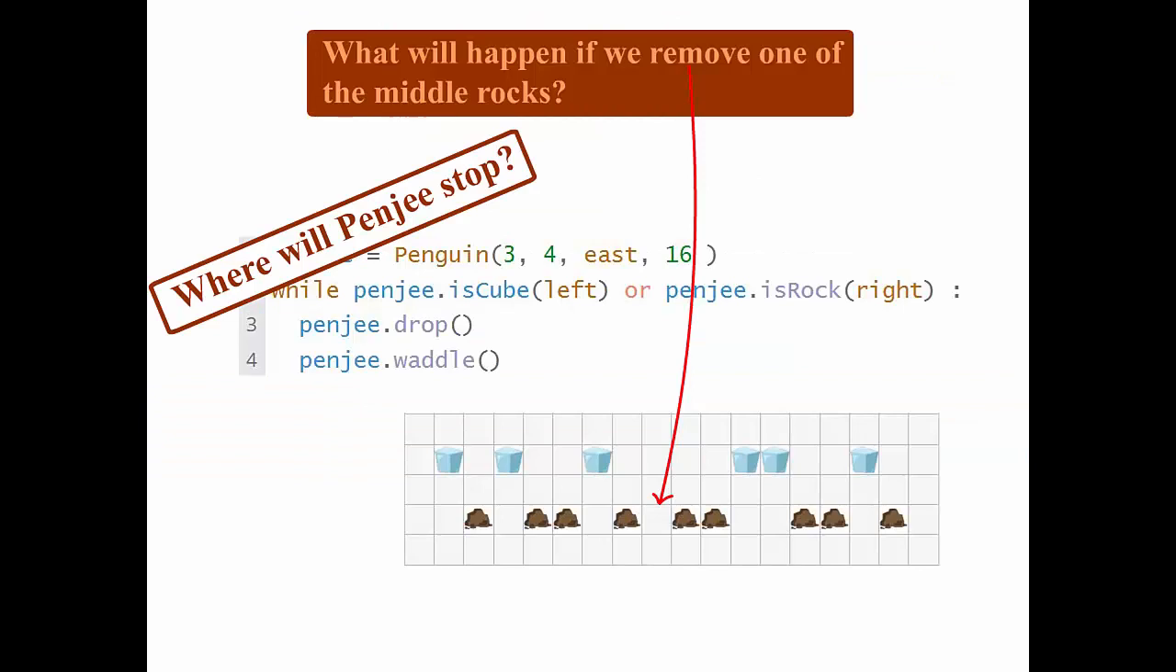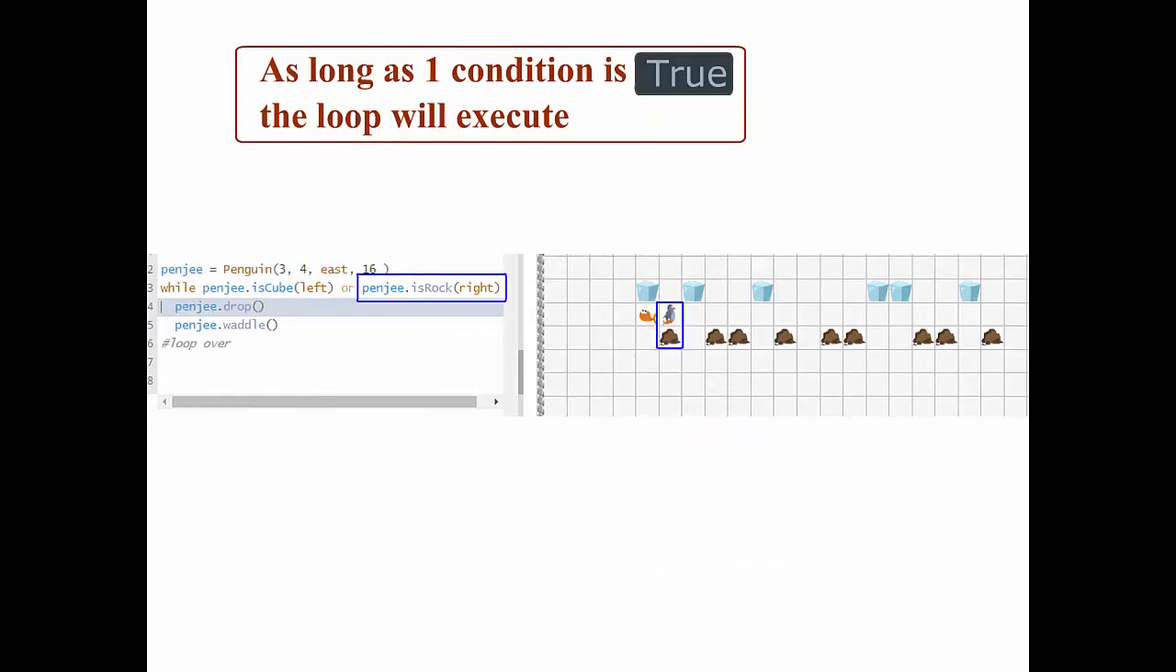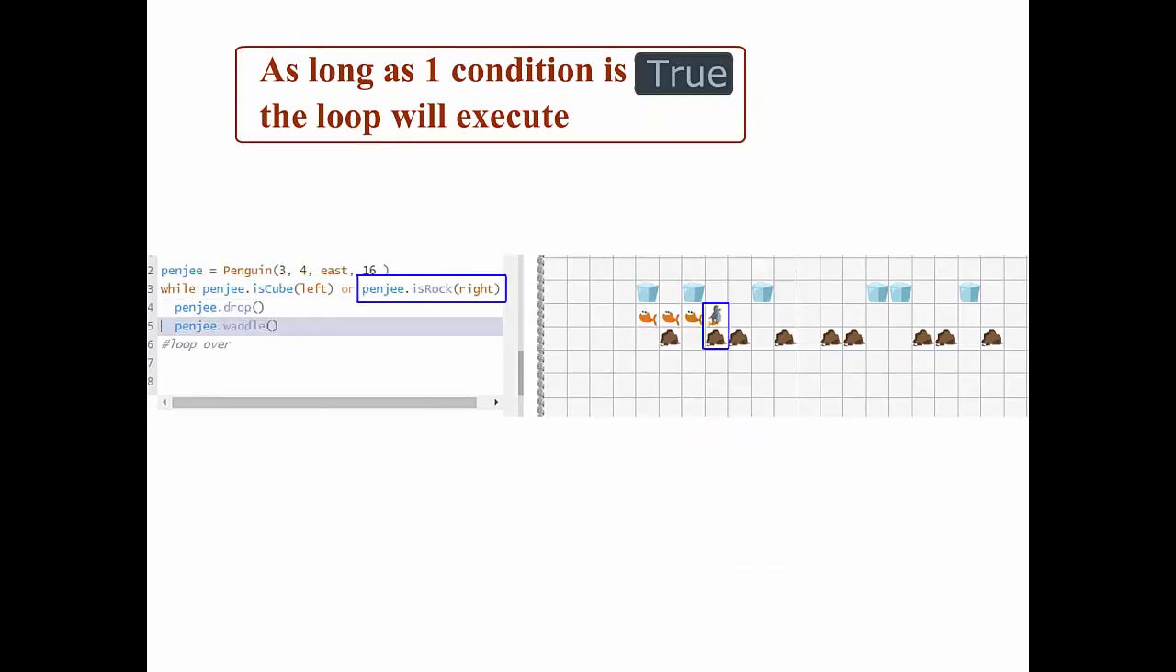So what if we make one small change to the map? I deleted the rock that's right there. Can you figure out where our penguin, Penji, is going to stop? Let's step through it and see. Is cube left is true? So we're going to drop and waddle. Can you figure out where it's going to end? It's going to end right here.